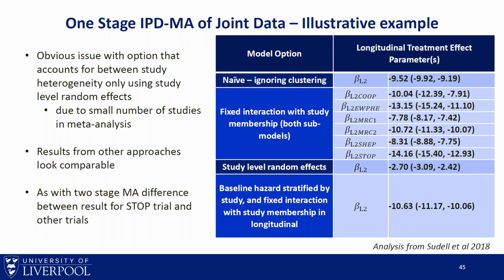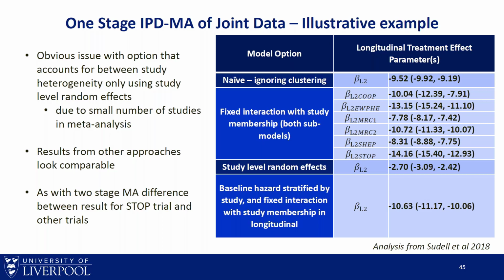So we'll now look at the results of those 3 examples, as well as a naive approach that ignores clustering, applied to the illustrative hypertension example. So again, we're going to look at the longitudinal treatment effect, the time to event treatment effect, and then finally the association parameter. As with the 2-stage approach, from the 1-stage approach, we can see that all of the studies estimate a significant negative treatment effect. So being assigned to a treatment for hypertension significantly reduces your blood pressure, again, unsurprising.